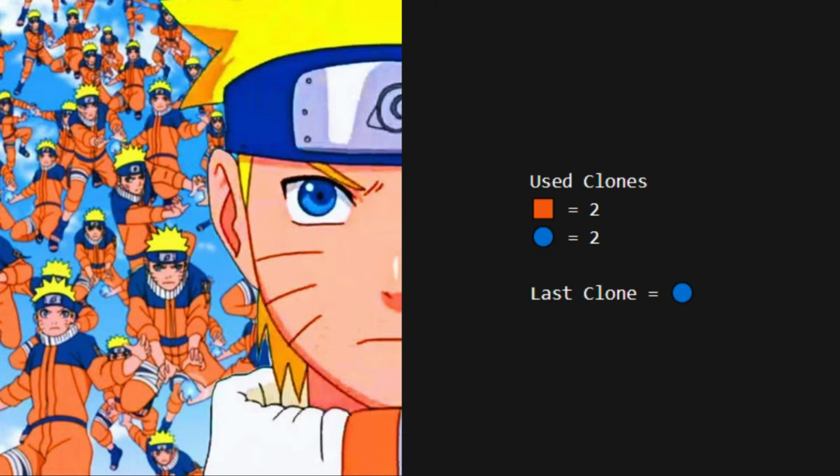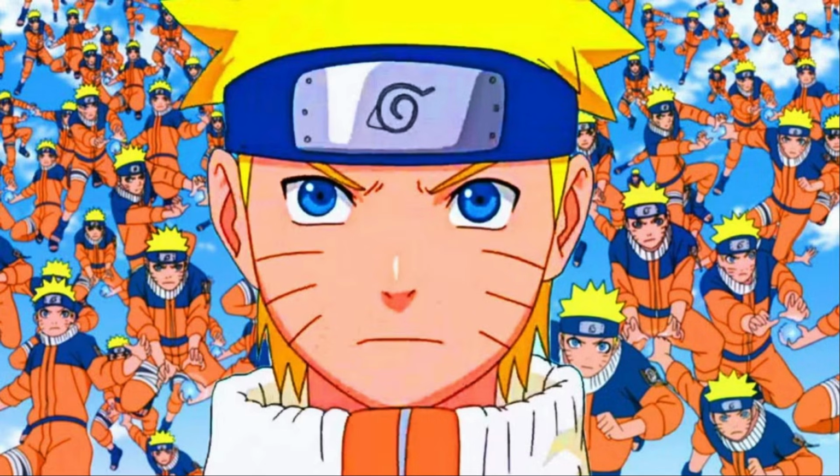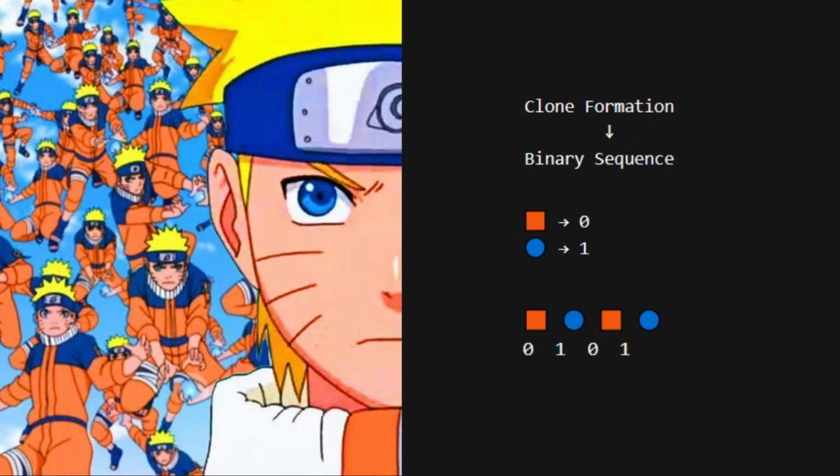So Naruto builds formations step by step. At every step, he keeps track of two things: how many clones have already been used, and what the last clone type was. Sometimes a formation accidentally creates too many clones in a row. When that happens, Kakashi simply removes that illegal formation. That is exactly what our dynamic programming approach does in this problem. We build sequences step by step, track the last digit used, and remove the cases where the limit is exceeded.